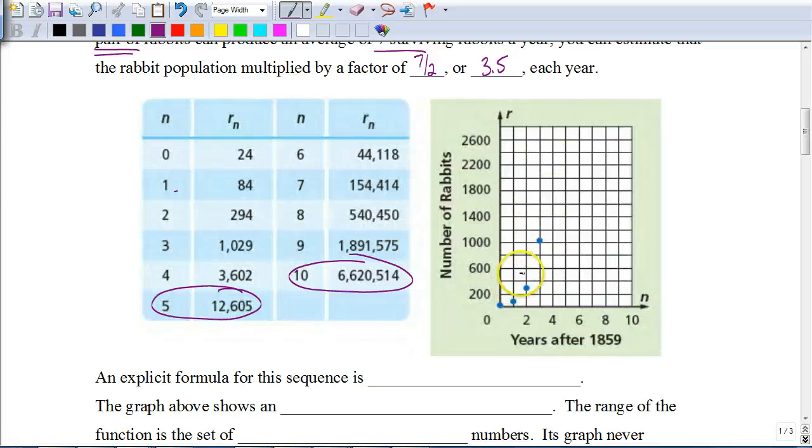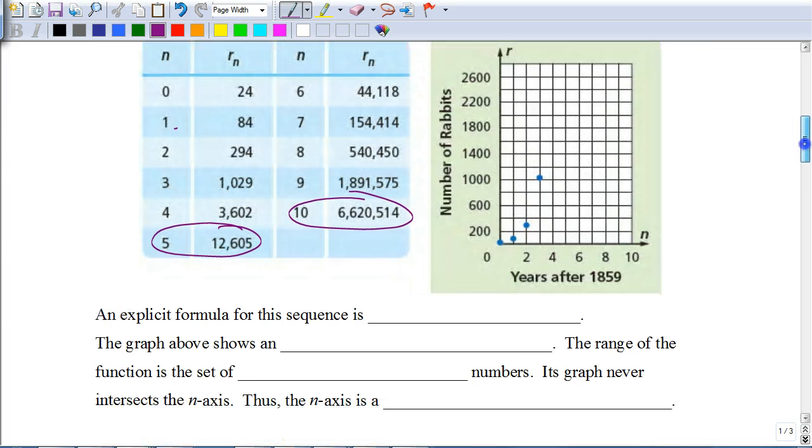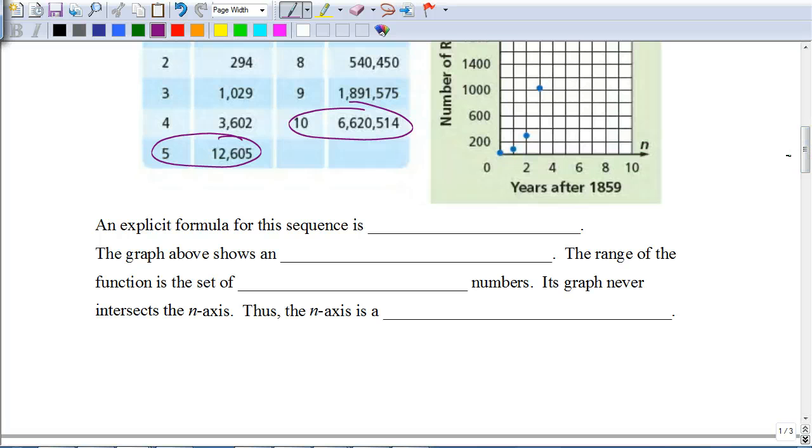This graph illustrates this, showing just the first 3 years after 1859. Starting with year 0 of 24 rabbits, the first year after 1859 we were up to 84 rabbits. You can see that the further along you go on your x-axis, or in this case your time axis, the steeper the graph is going to get. And that's the way an exponential growth equation is going to look when we graph it.